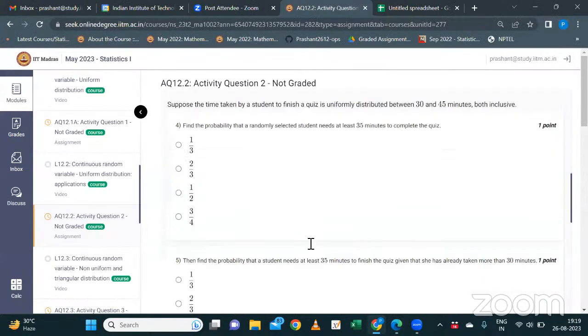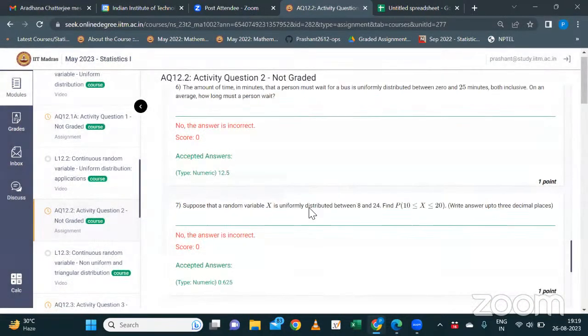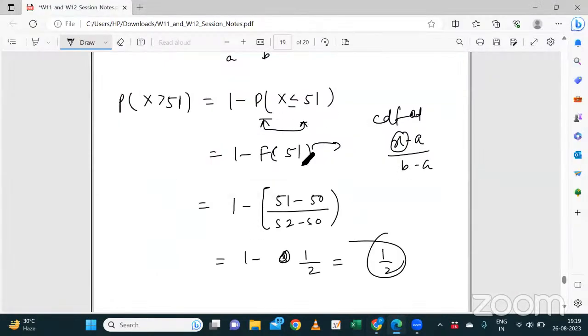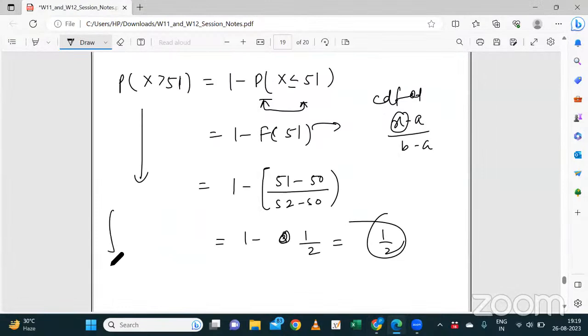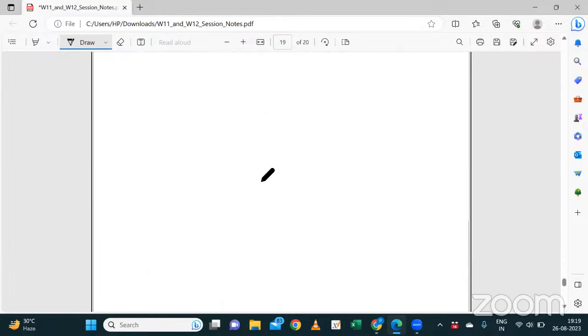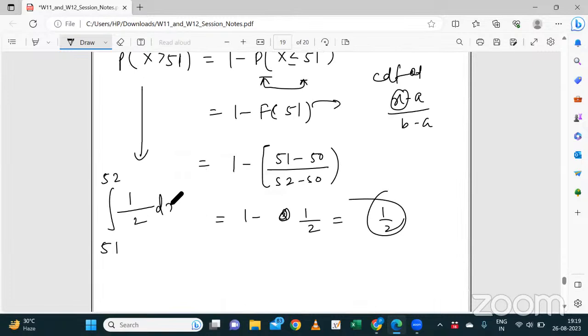You can check. So half is the answer. So this was the one approach. Another was, you can directly do it like, we have to integrate from 51 to the upper limit, 52. And what will be the PDF? The PDF will be 1 by (b minus a), so it will be 1 by 2, correct? So you can directly integrate from 51 to 52 and you will get the same answer. Or you can directly use this CDF formula, no problem.